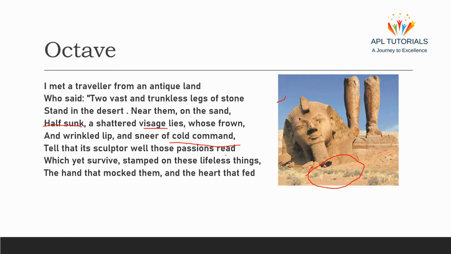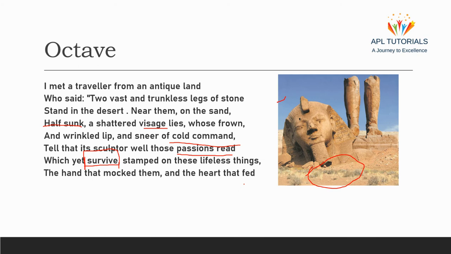Tell that its sculptor well those passion read. Sculptor means a person who makes statues. A person who makes statues or sculptures is known as sculptor. Passion read means he was greatly talented. He had nice passion, which yet survive, stamped on these lifeless things. Now, these things are lifeless. These statues don't have lives. But yet, because of that passionate sculptor, the expressions and all still are surviving. Those expressions of the statue are still surviving.